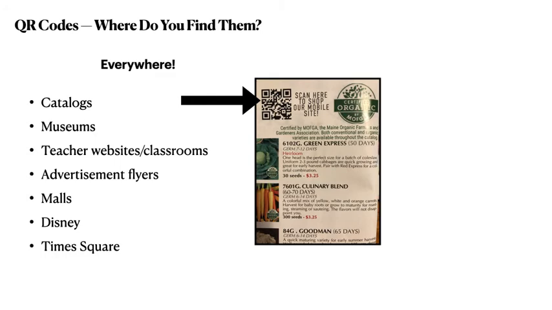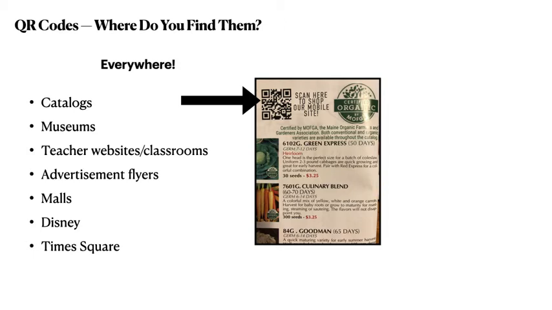Where do we find QR codes? Well, they are just about everywhere. Catalog companies are using them, museums use them, teachers use them on their website or in their classroom so the kids can scan them with their phone on the way out the door or when they're at home and find out what their homework assignment is. You'll find them in malls. Evidently, even Times Square businesses use QR codes.